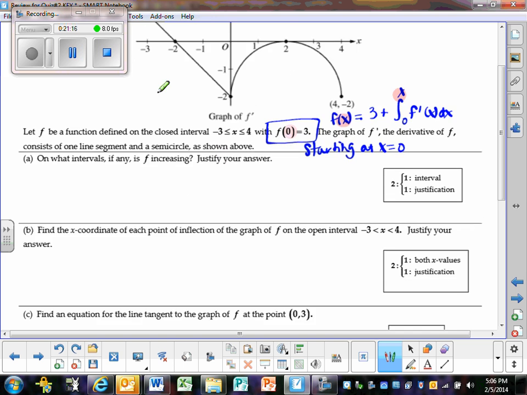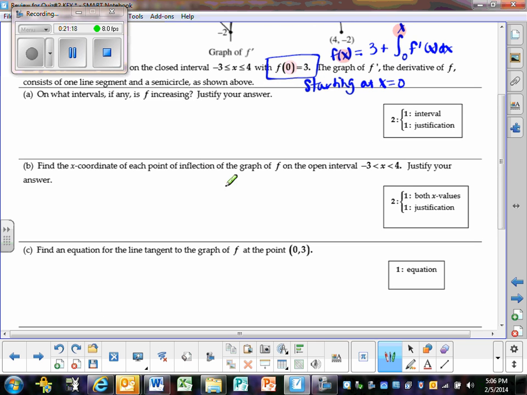Okay. Now, ignoring what the graph says, because that's the most common mistake, on what intervals is f increasing? F is increasing because f prime is greater than 0. For the next part, find the x-coordinate of each point of inflection of the graph of f. Points of inflection occur because f double prime changes signs.